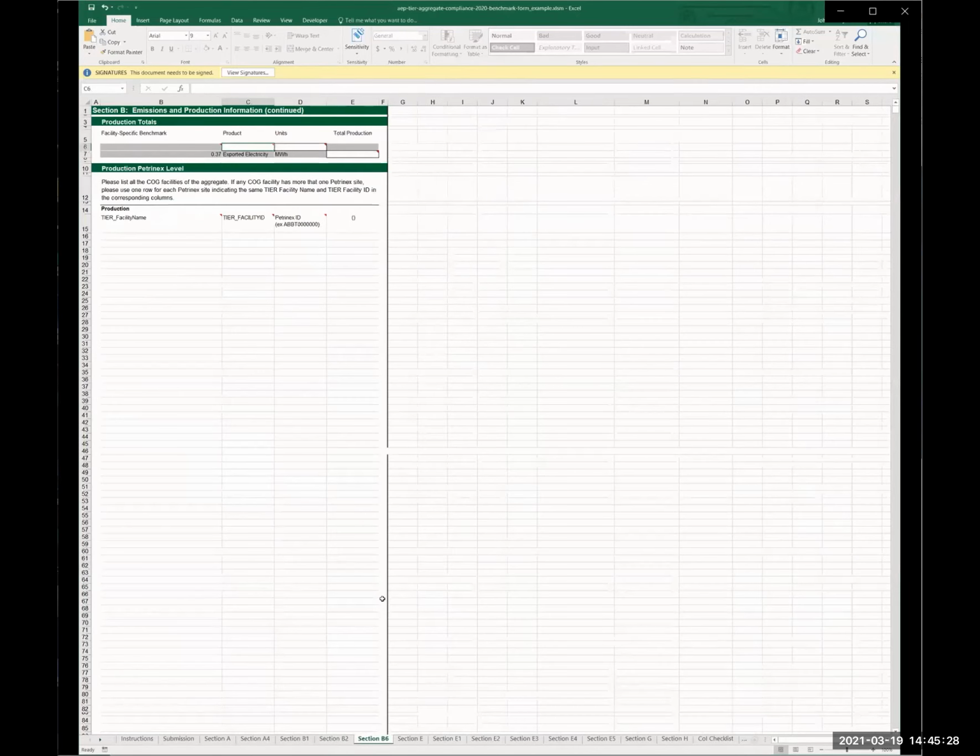Section B6 is for the reporting of production. Start by entering the product and associated units which have been assigned to you by the department. If you're using the version of the form that's for people being assigned a 2019 benchmark, you'll need to enter your assigned facility-specific benchmark here also. You may also report electricity exported from conventional oil and gas facilities belonging to the aggregate, if applicable.